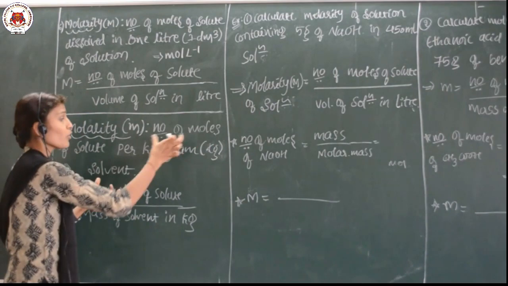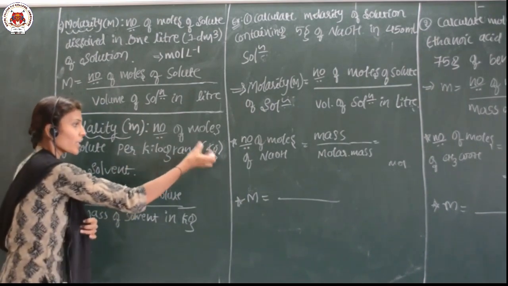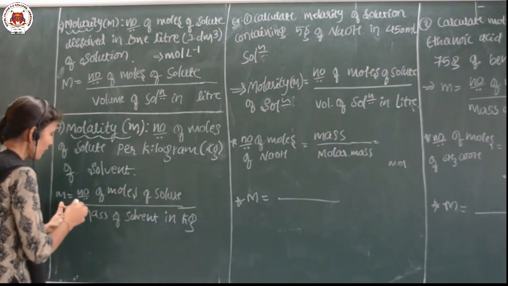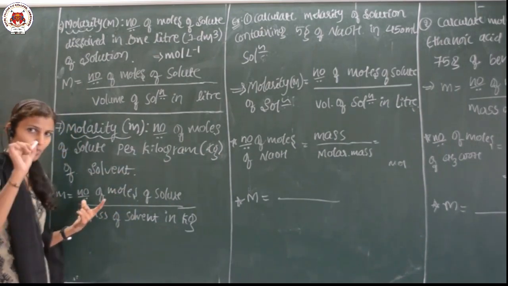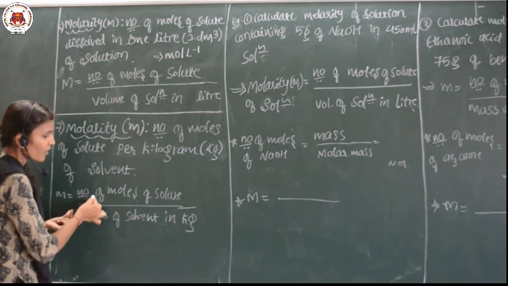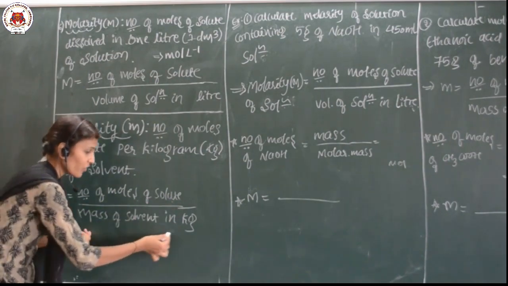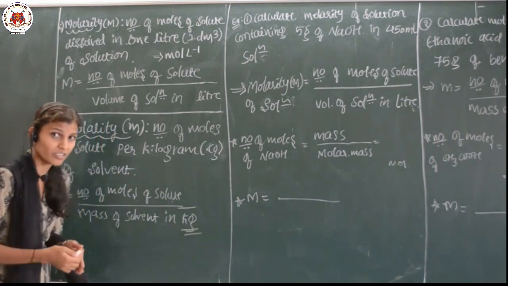Here the number of moles of the solute is dissolved in kg, that is, the solvent is taken in terms of kg. So here the molality is expressed as small m. The formula is number of moles of the solute divided by mass of the solvent in kg.